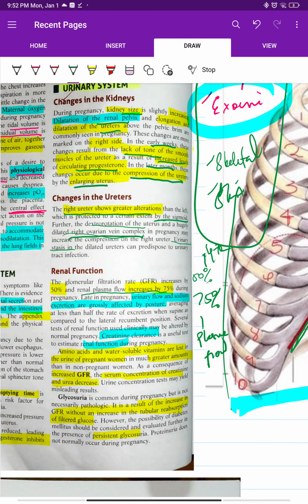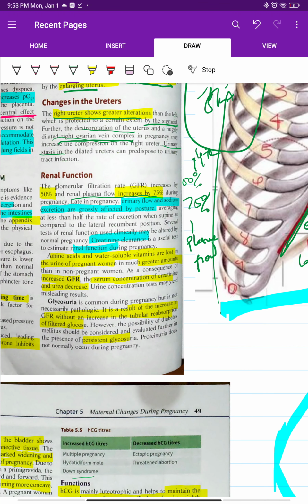And the right ureter actually shows greater alteration due to dextrorotation of the uterus, which is due to the left sigmoid, and there is urinary stasis in the dilated ureter that predisposes to urinary tract infections, as well as the dilated right ovarian vein complex, which is also causing the right ureter to have a lot of elongation as well as dilatation. And then renal function, GFR, is for sure increased by 50% because cardiac output is increasing. Then renal plasma flow increases by 75%.